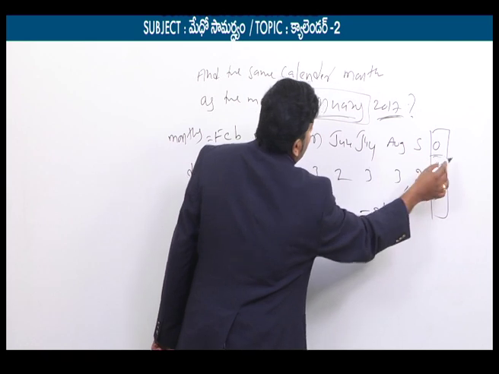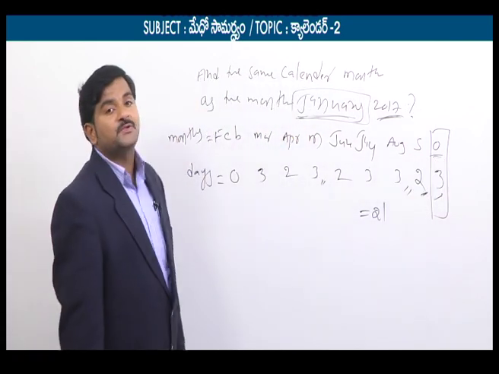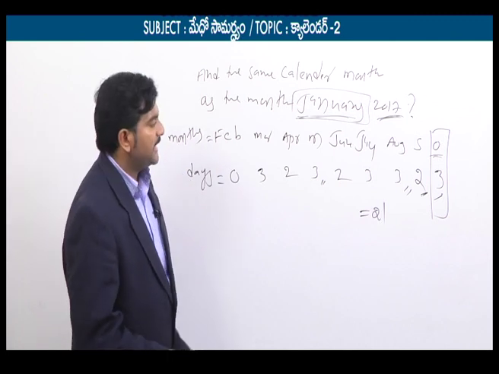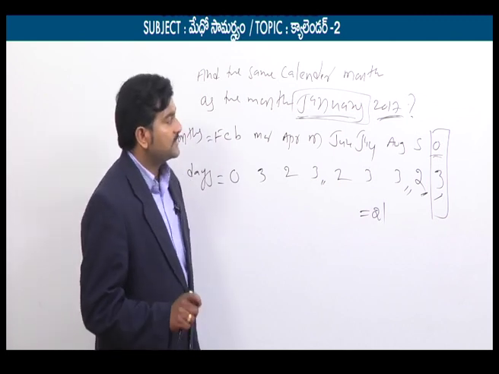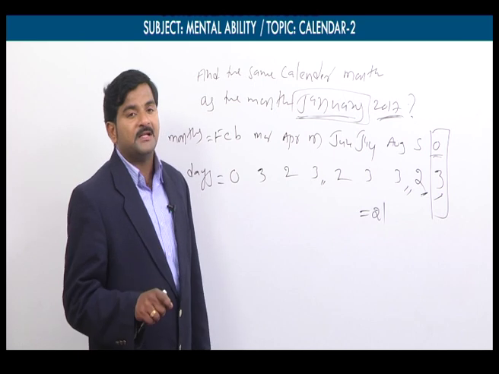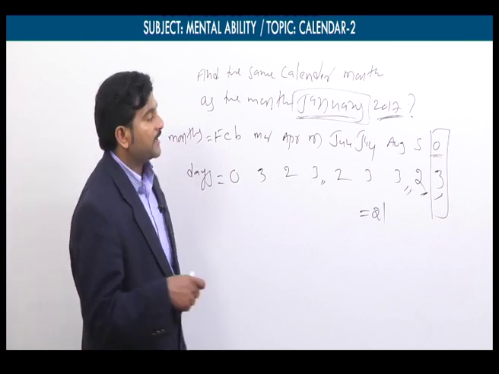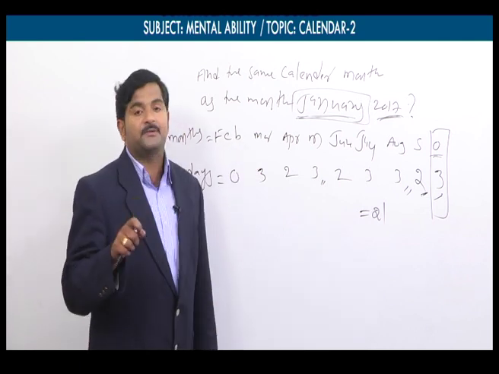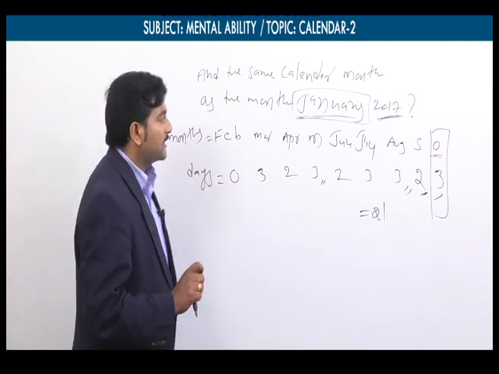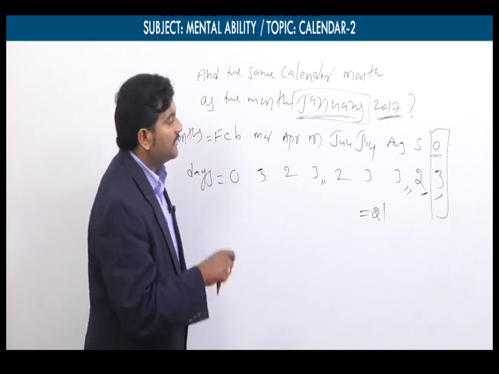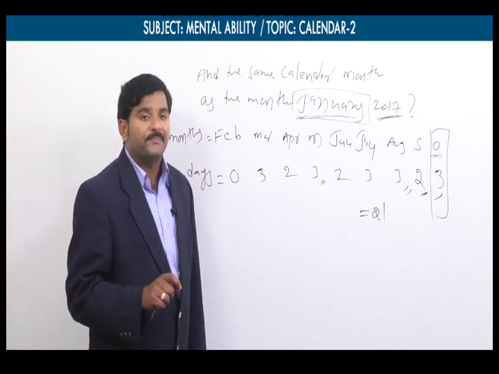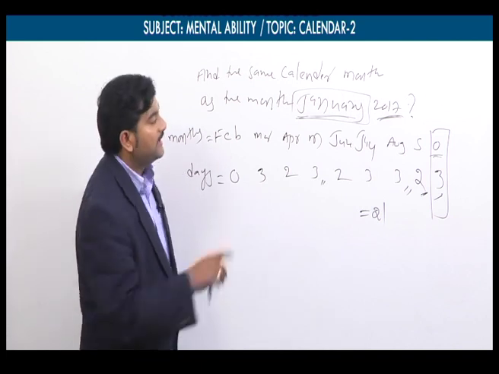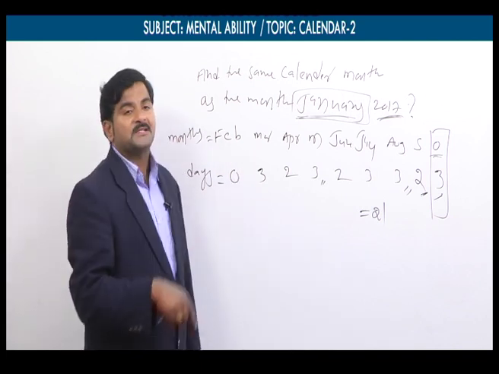January month and October month, these 2 months are having the same calendar. That is, in 2017, whichever day January 1 started with, October also starts with the same day. If you have an idea, January 2017 started with Sunday. 2017 January started with Sunday. That's why October 1st also starts with Sunday.